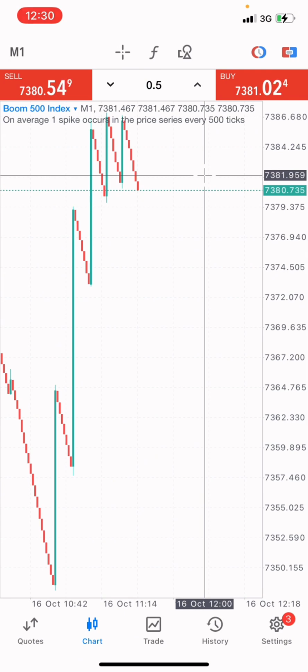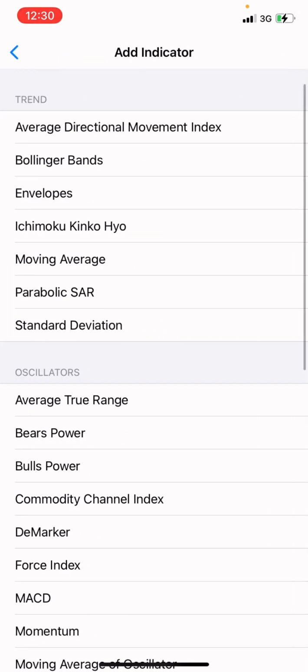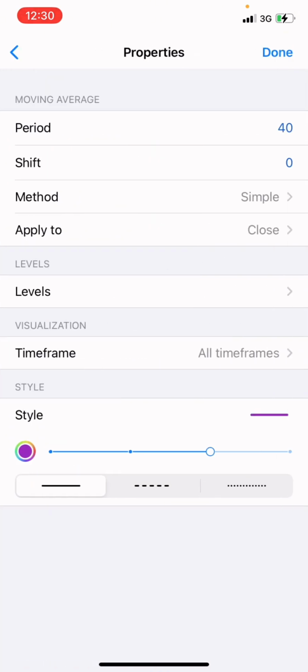By using the moving average. We'll put in the moving average on the main window. The moving average, period 40, just the same parameters we used on the crash market. Method simple, apply to close. Style on 3 pixels, color purple, just like that. Then you click on done.